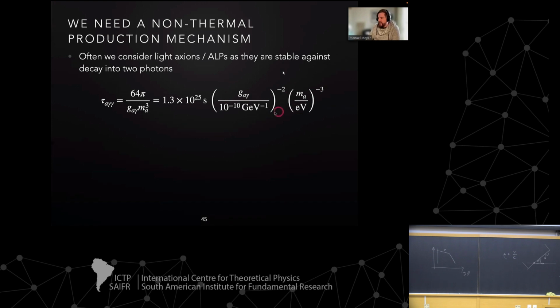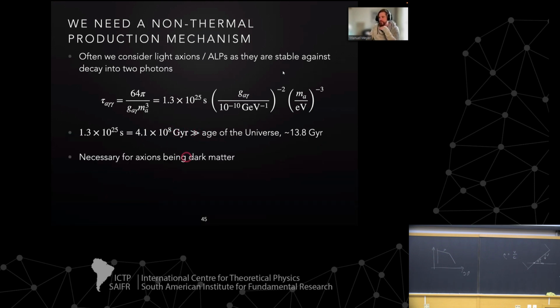So this means that if you increase the mass or you increase the coupling, this lifetime goes rapidly down. And then you get a problem, because if you just use these values here, which we'll look at again later, then you're perfectly safe. Your lifetime is 10 to the 8 gigayears, which is much, much longer than the age of the universe, which we believe is something like 13.8 gigayears, which you would like, right? Because you want your dark matter particle to be stable. So this is necessary for axions being dark matter.